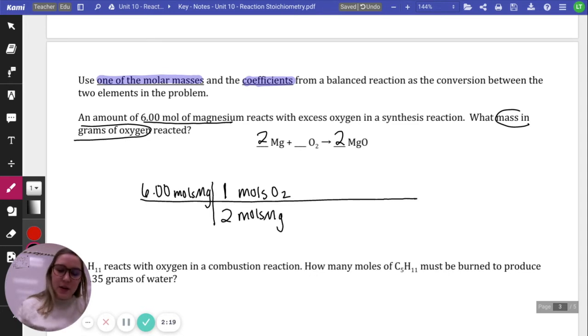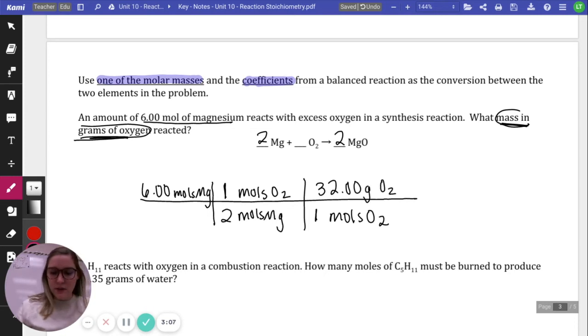Then step 4 is to convert to what the problem is asking for. In this case, our problem is asking for mass in grams of oxygen. So I don't want moles of oxygen, I'm going to drop moles of oxygen low. And I want to get to mass. Anytime we want to get to mass, we're going to use our molar mass. We'll use the masses from our periodic table to get our molar mass. The mass of oxygen is 16, and with 2 oxygens, the molar mass of oxygen would be 32 grams of O2. Grams of O2 is what we want.